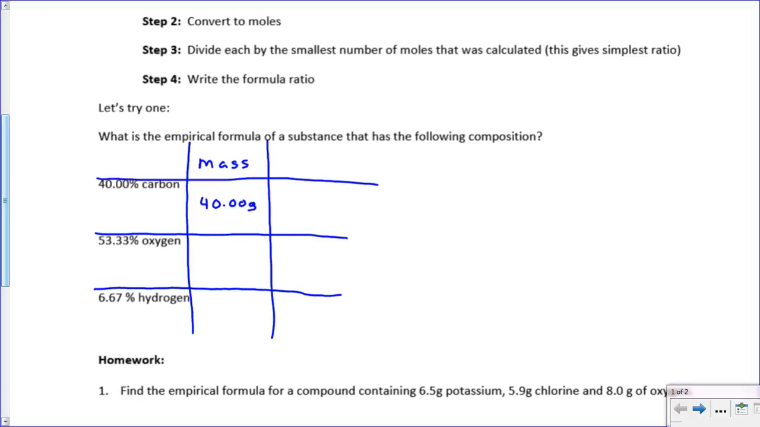All right, and then if we've got 53.33% oxygen, then it's going to be 53.33 grams of oxygen. The idea here is if you just assume 100 grams, then 40% is 40 grams, and 53.33% is 53.33 grams, and then for hydrogen we have 6.67 grams of that. All right, and it adds up to be 100% or 100 grams altogether. The next thing that we do is we have to go from mass to moles. This is step number 2.